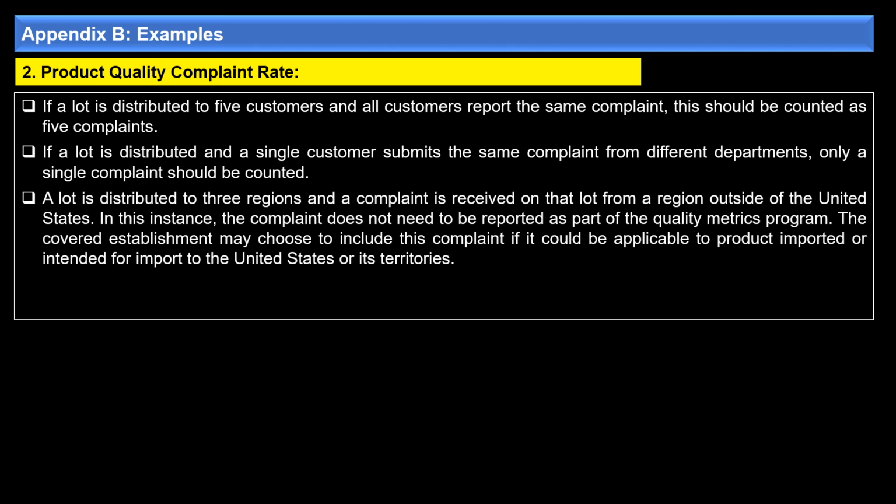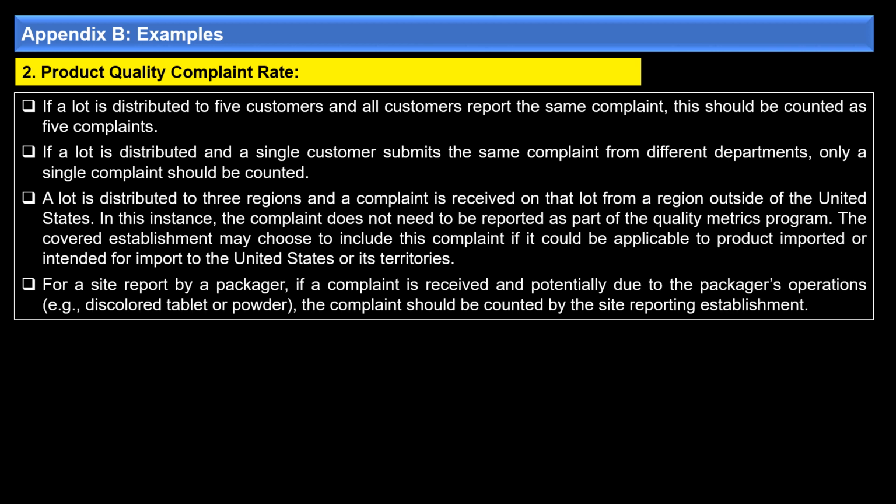If a lot is distributed to 3 regions and a complaint is received on the lot from a region which is not in the US, then this metrics data need not be reported, because the metrics data is limited to the products that are intended for the US market. For a site report by a packager, if a complaint is received and is potentially due to the packager's operation, like a discolored tablet or powder, the complaint would be counted by the site reporting establishment.